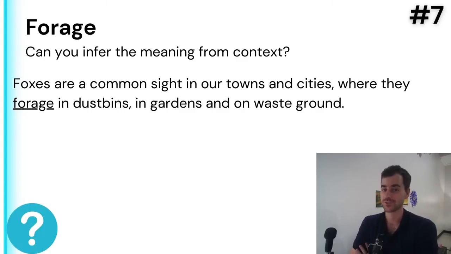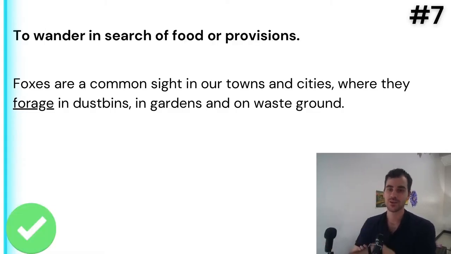Number 7. Forage. Foxes are a common sight in our towns and cities, where they forage in dustbins, in gardens, and on waste ground. Okay, so we can see that this is a verb. Foxes, they forage. So what do you think foxes do? What kind of activities do foxes do? Do they read books? No. Do they make videos? No. Basically, foxes just search for food. So that's what forage means. To wander in search of food. So foxes are foraging in gardens.